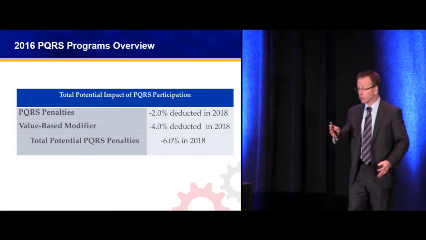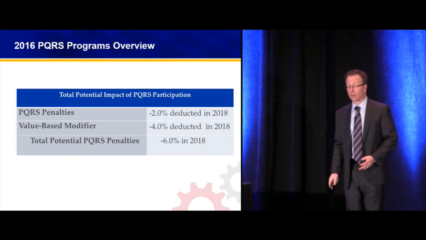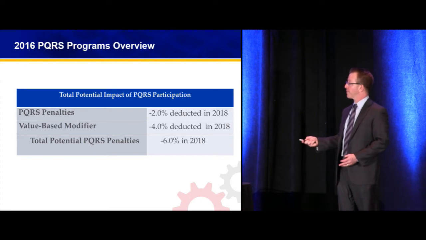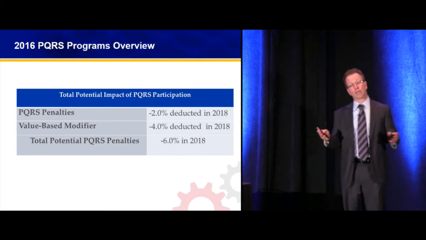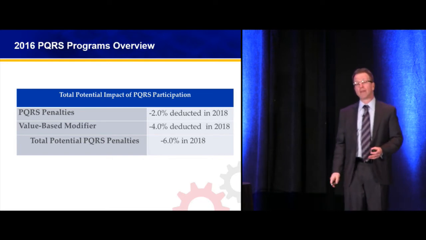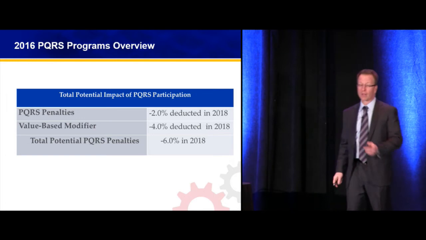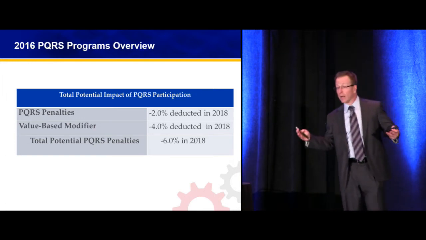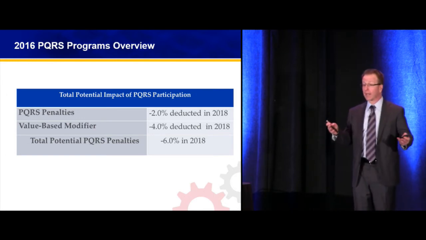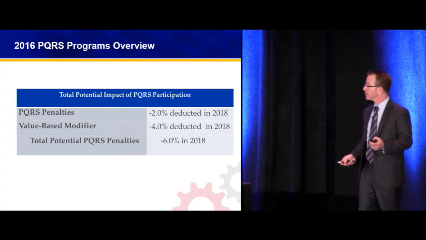So right now in 2016, we all have 6% of our Medicare money at risk. 2% if we fail to satisfy the PQRS requirements under what's called the traditional PQRS program, and then another 4% under the value-based modifier program. Well, I'm a benchmarking guy and I like data, but how much money is 6%? Is it $100? Is it $40,000?